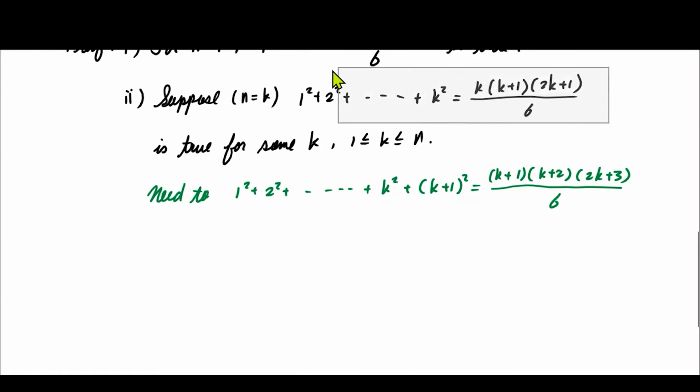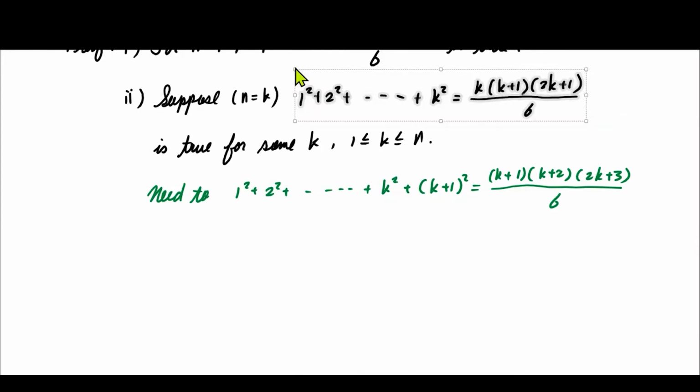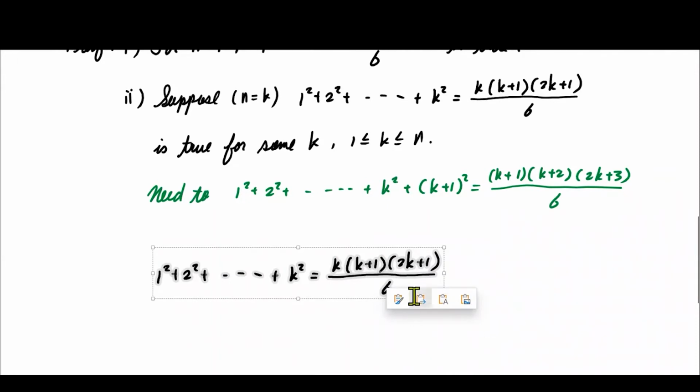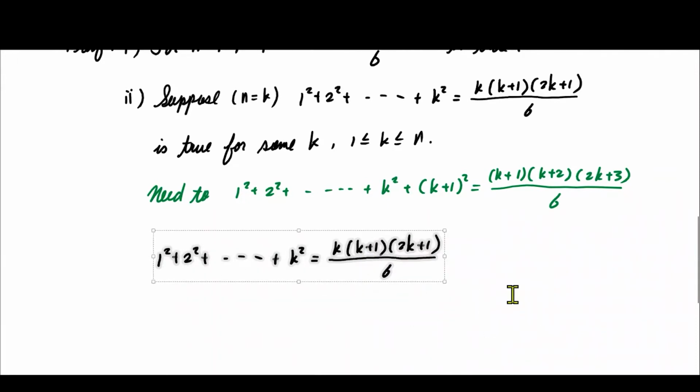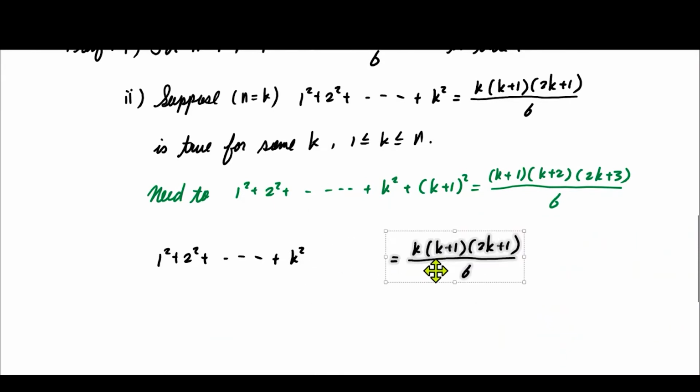One good thing about teaching with a computer is I can do copy and paste. So this is what our induction hypothesis is, right? I'm going to squeeze some room. And then we're going to add something on both sides, which is allowed in algebra. And what I'm going to add is the very next term. Follow?